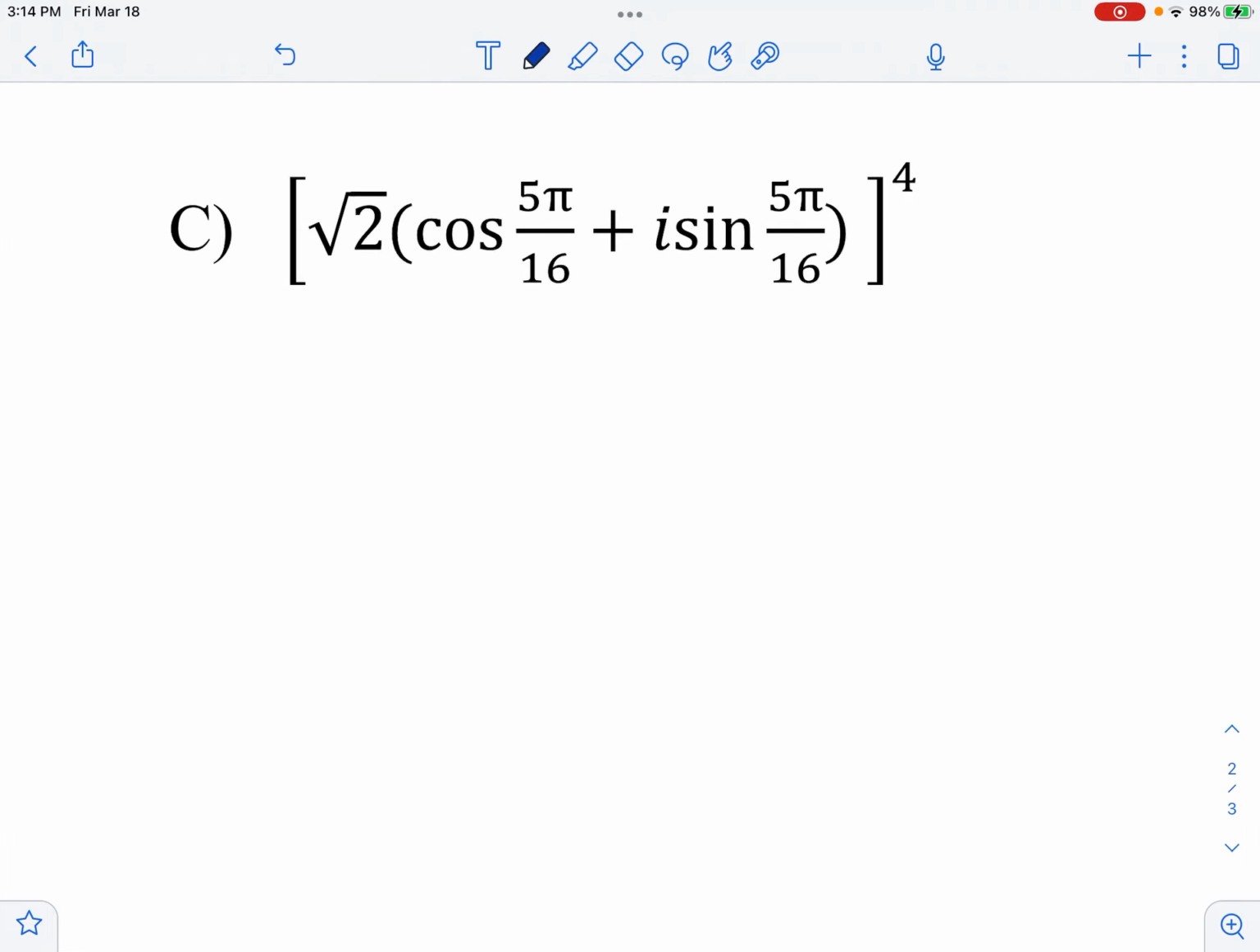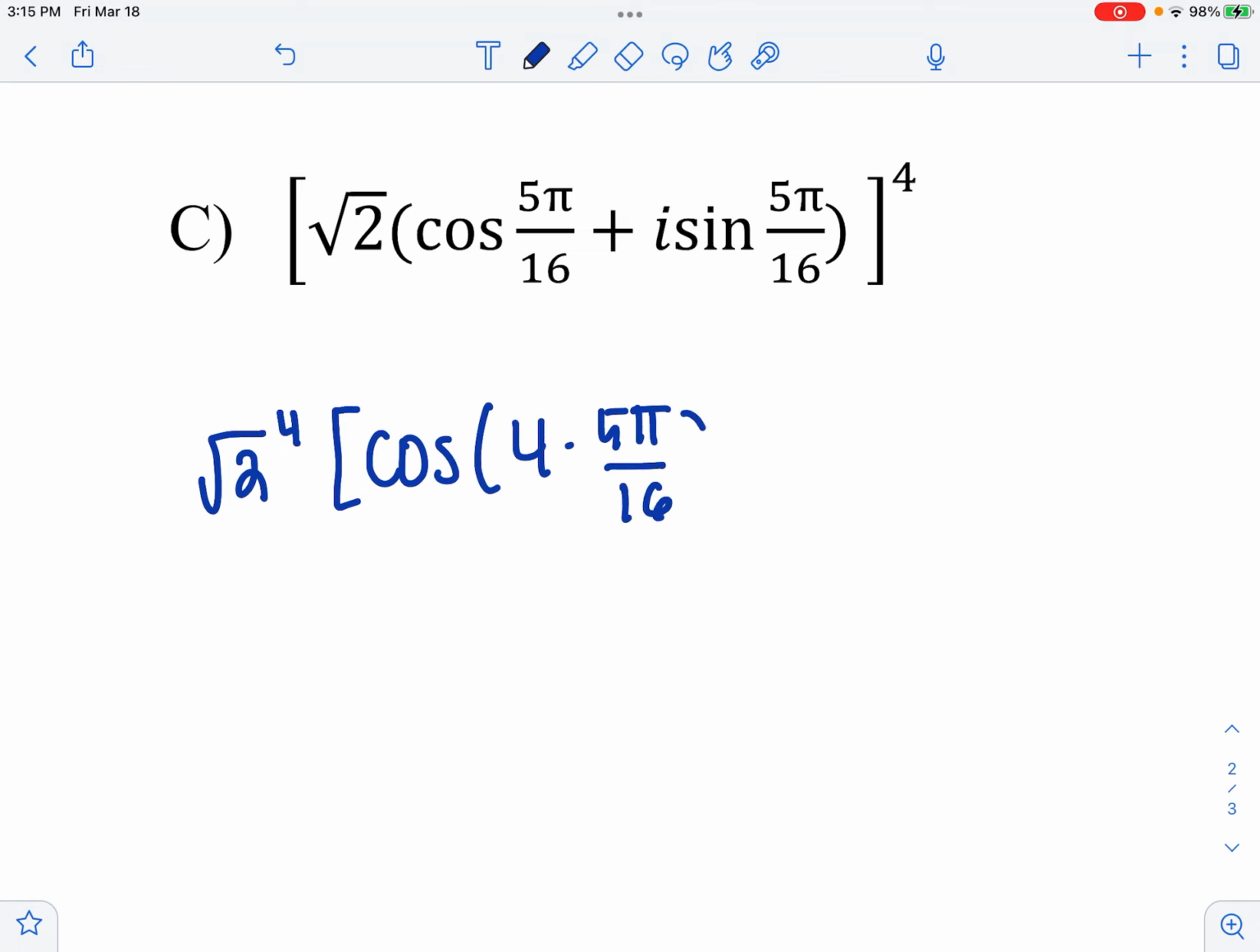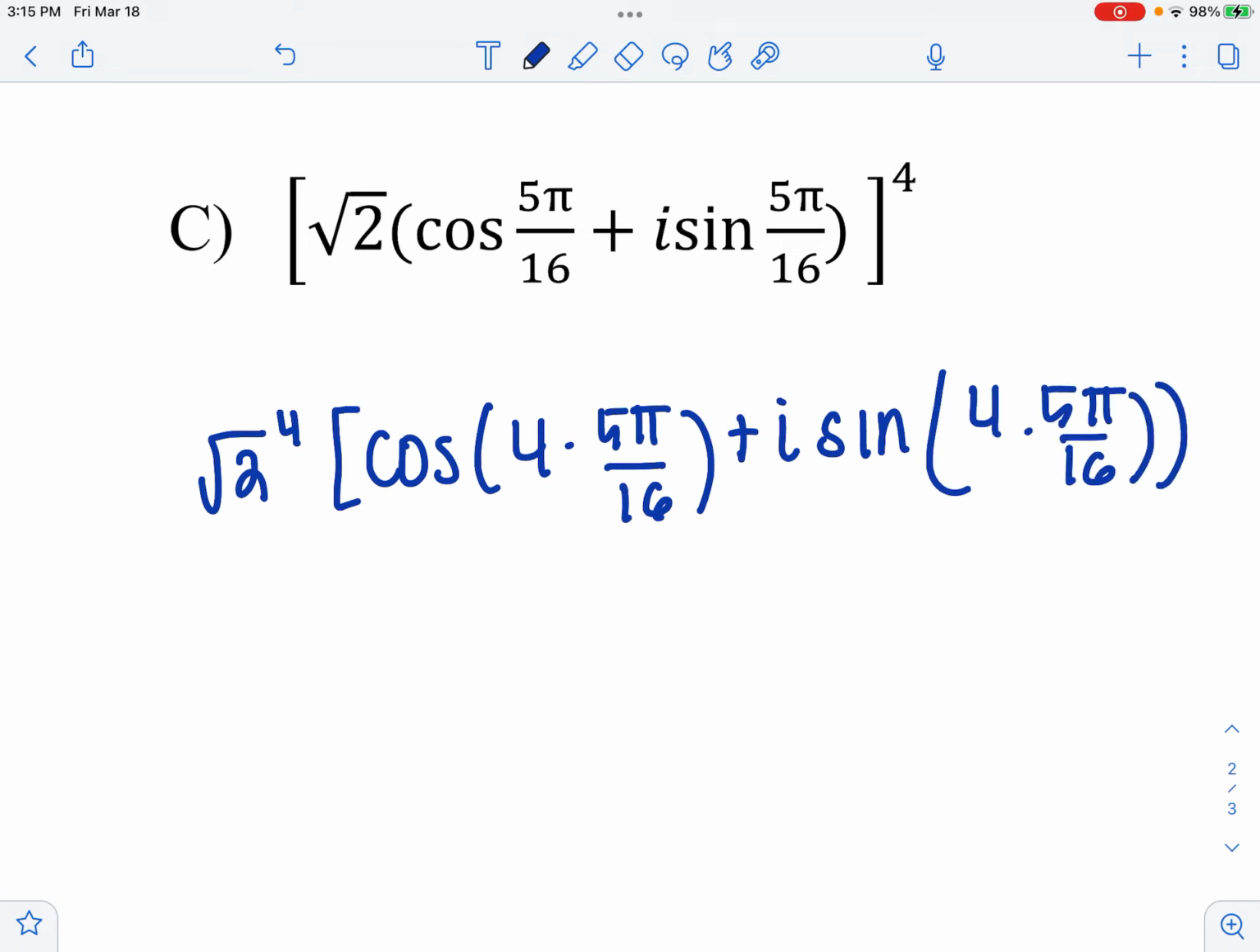All right, last one here. This is in polar form, so this is not going to take as much work as the one prior. I need to bring this polar number to the 4th power, so I'm going to take r, which is √2, and bring that to the nth power, which is 4th power, times cosine of n, which is 4, times theta, which is 5 pi over 16, plus i sine of 4 times 5 pi over 16.